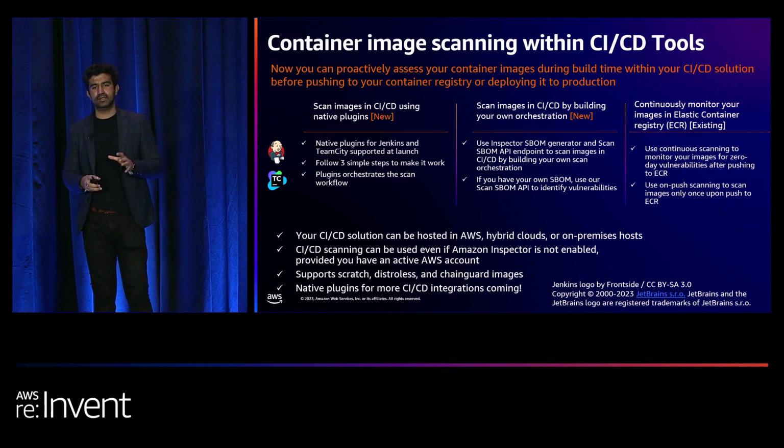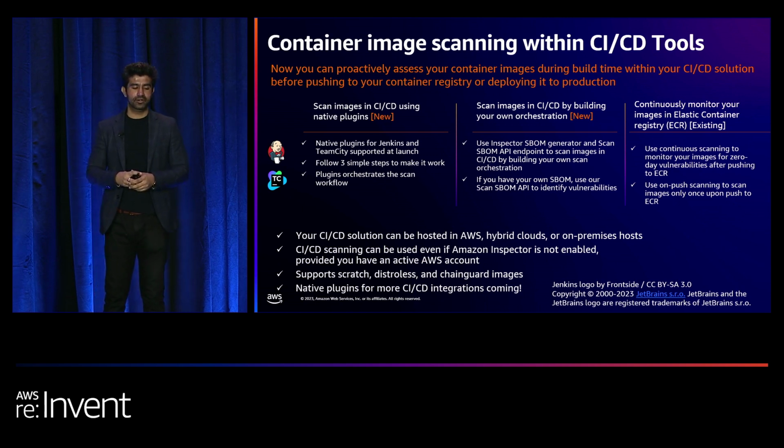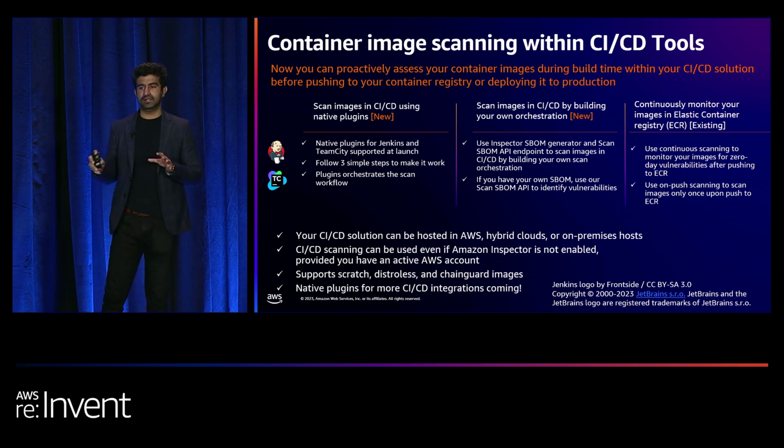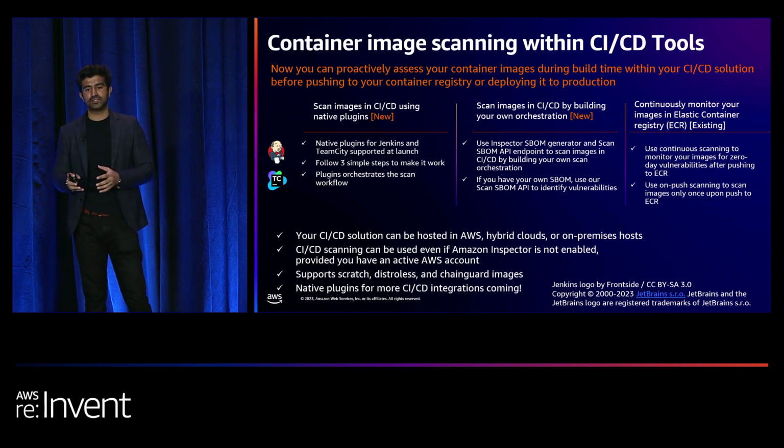Then some of the key callouts that I want to make here is that your CI/CD solution doesn't need to be on AWS. It could be on-prem. It could be on other cloud providers. And you don't need to enable the Inspector service for this. You will get your results back in whatever solution you're using, like Jenkins. So as long as you have an active AWS account, that's all you need for authentication. That's it. You don't even need to come to the AWS console if you don't want to.